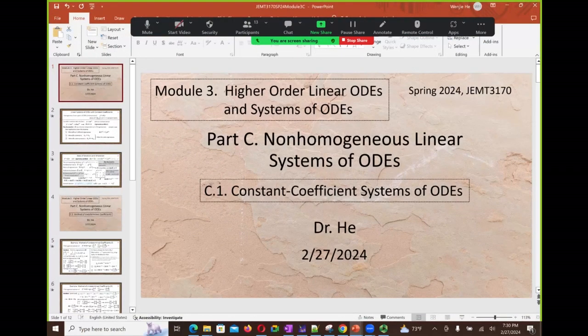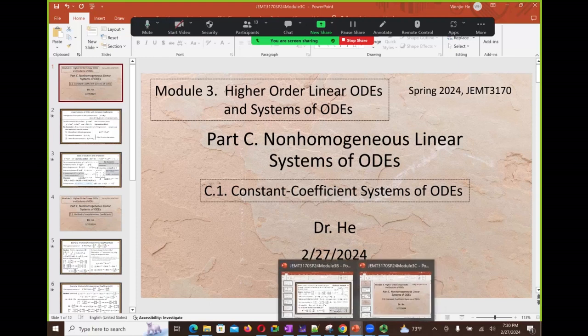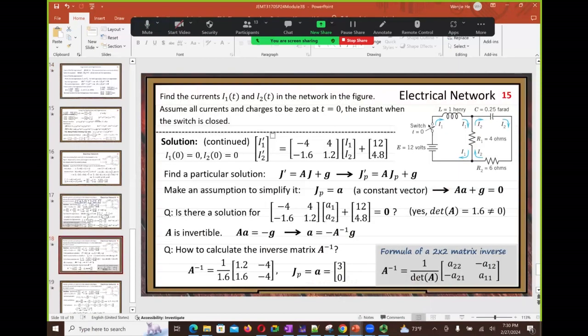So what's that? That part of C, part of B. So we will finish part B quickly. So let me just finish it first.